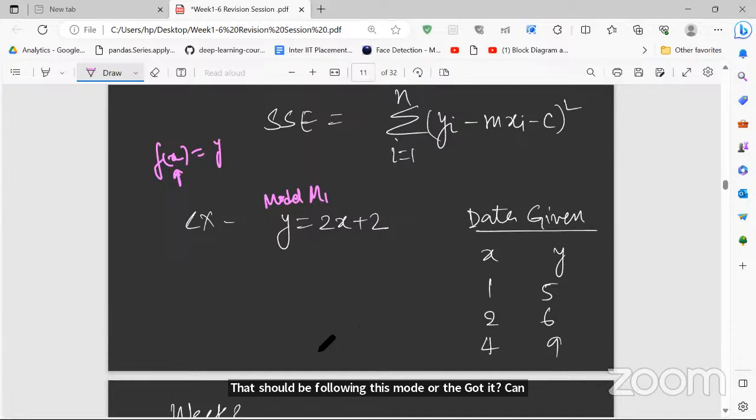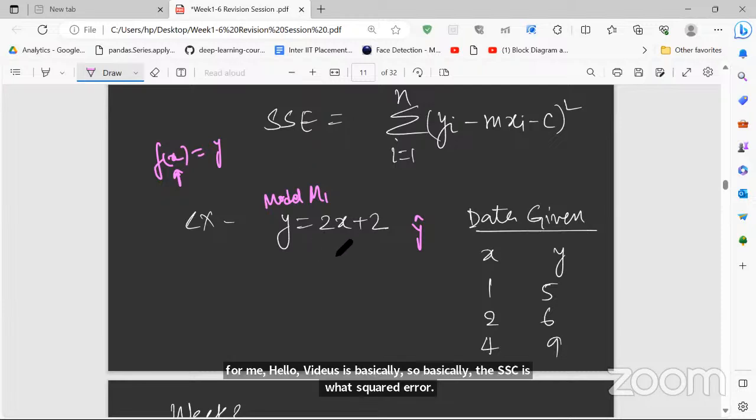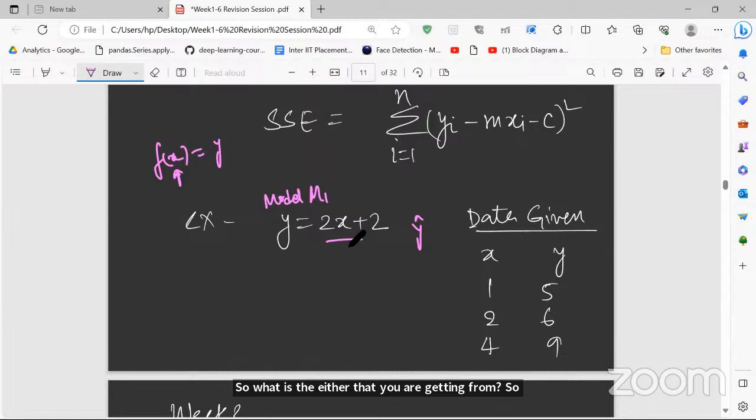I'll calculate it, because that will take much time. So for me, what should be the y dash? See, SSE is what? Squared error. So what is the deviation that you are getting from the model or the equation that I gave you, for the data points given? For the first data point, what should be the value of y dash? Can somebody tell me?